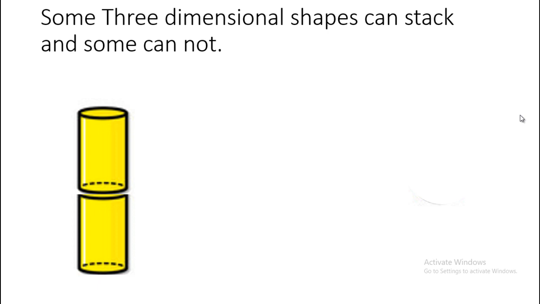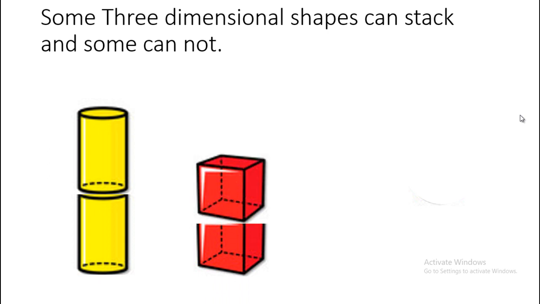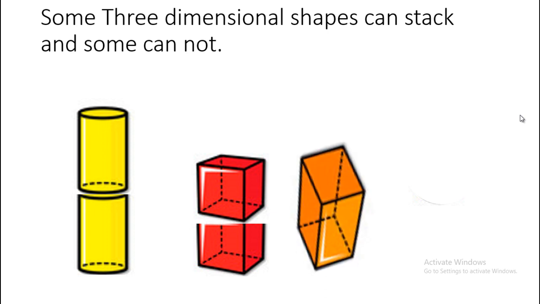But the cylinder, because it has two flat surfaces, I can stack so many cylinders on top of each other. And also the cube. When I have two cubes and I stack two cubes together, now they look taller. So they look like a rectangular prism. Cubes and rectangular prisms can stack on top of each other.